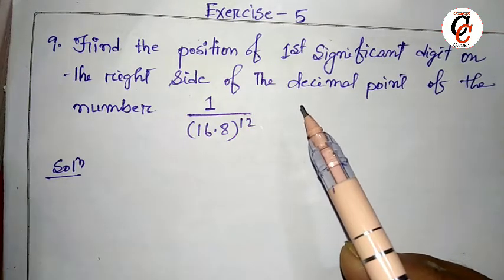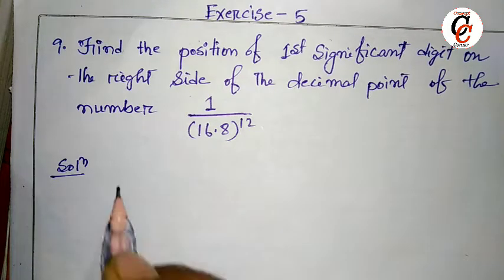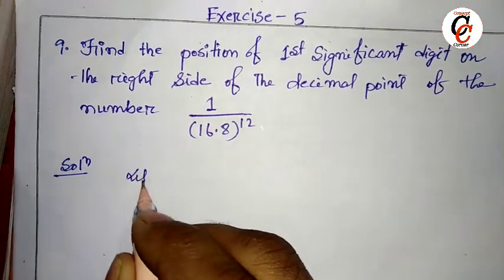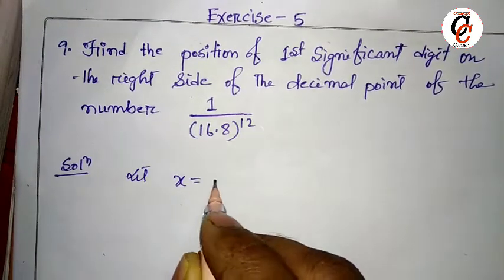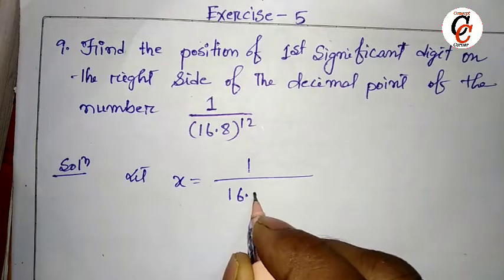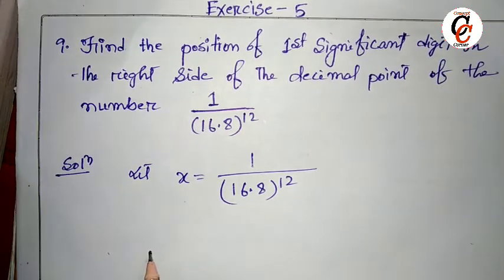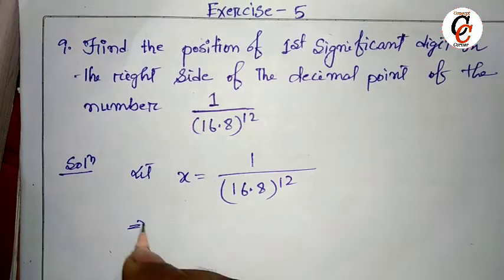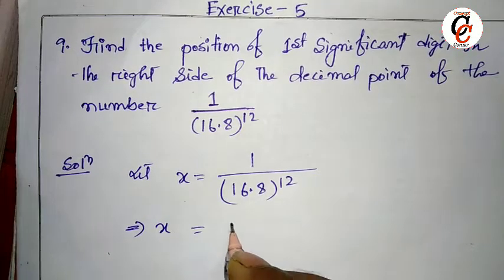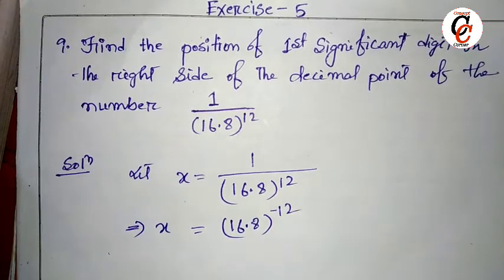So we'll proceed in the same way as earlier questions were solved. First of all, let x is equal to 16.8 to the power 12. So it can be written as 16.8 to the power minus 12. So now take log of both sides.